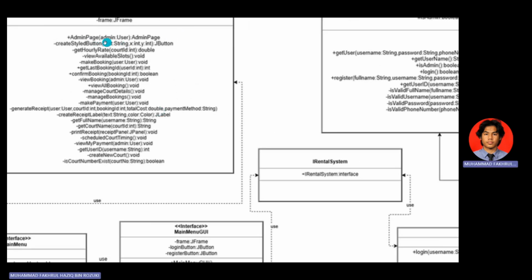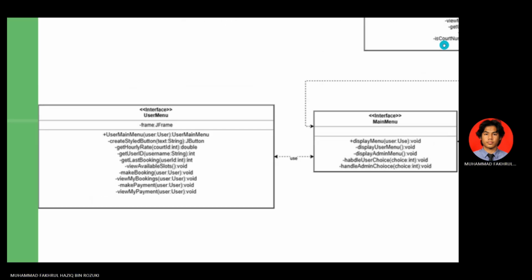admin page, create style button, get hourly rate, view available slots, make booking, get last booking ID, confirm booking, view all bookings, manage code, manage bookings, make payment, generate receipt, create receipt label, get full name, get code name, print receipt, schedule code time, view my payment, get user ID, get new code, is code number exists.